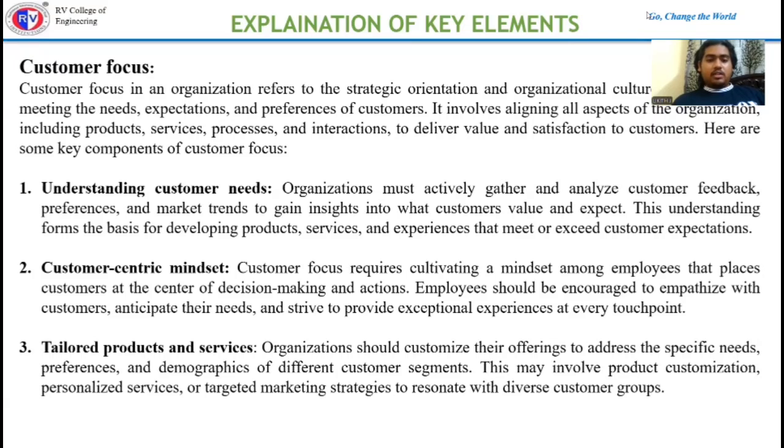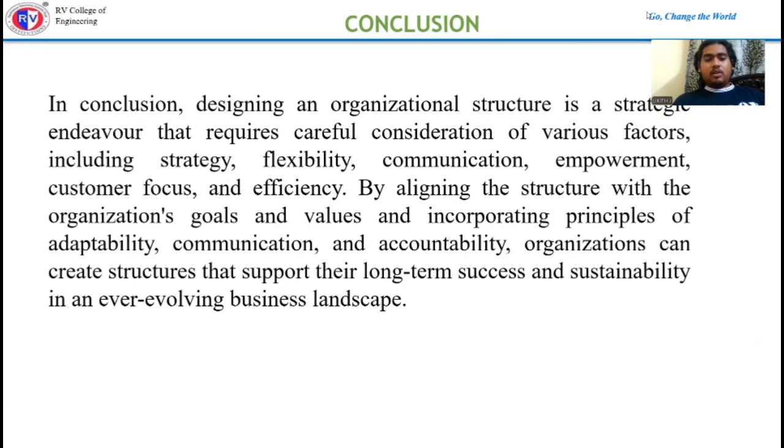Tailored product and service. So organizations should customize their offerings to address the specific needs and demographics of different customer segments. This may involve customization, personalization, or targeted marketing strategies to resonate with diverse customer groups. So in conclusion, designing an organization structure is a strategic endeavor that requires careful consideration of various factors, including strategies, flexibilities, communication.